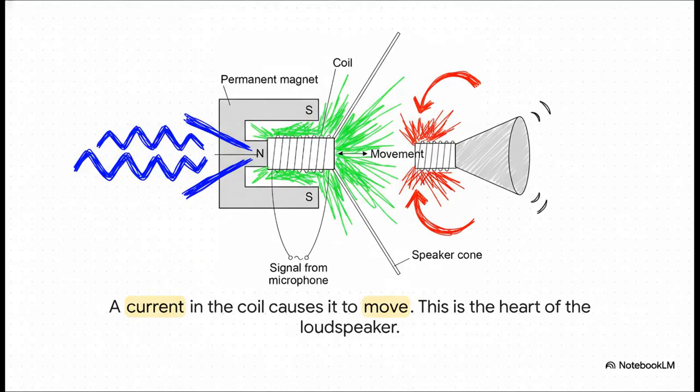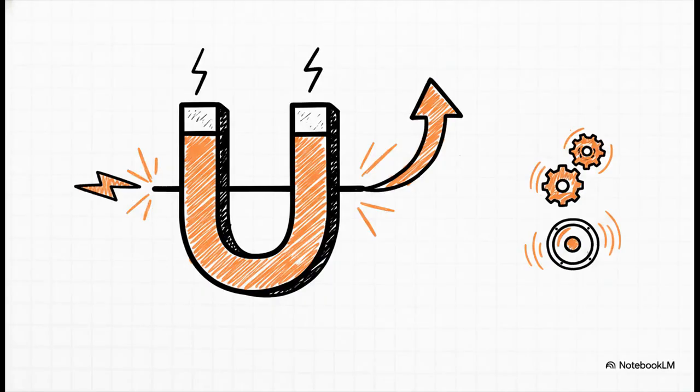Now take a look at this diagram. This right here is the heart of the loudspeaker. You've got a coil of wire sitting inside a permanent magnet's field. That electrical signal we made earlier, it gets sent through this coil as a current. And this is where the magic happens. When that current flows through the coil inside the magnetic field, the coil is forced to move. And what's the name for that amazing phenomenon? Well, that's the motor effect. It's the exact same principle that makes electric motors spin, and in our case, it's what makes the speaker cone vibrate back and forth to create those big, loud sound waves.